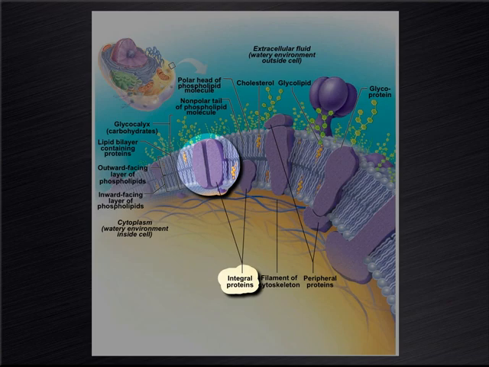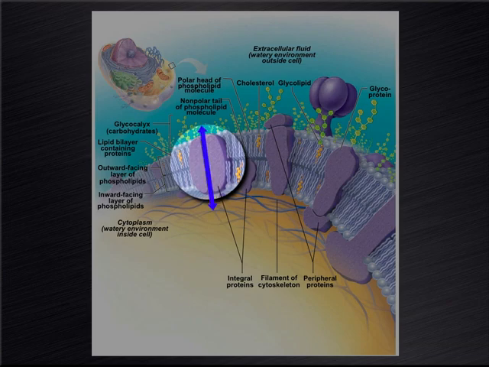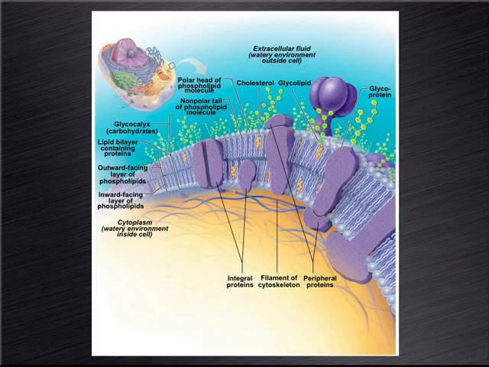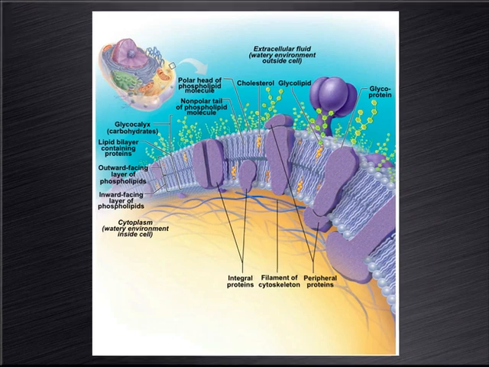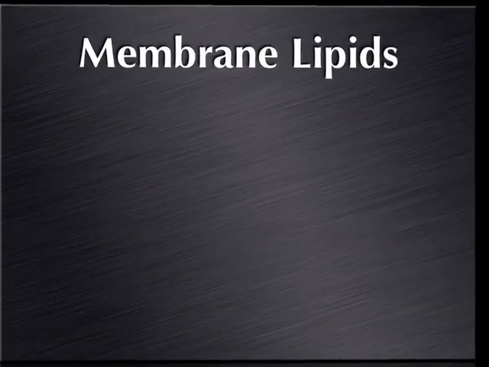An integral protein is a protein that penetrates all the way through the membrane. This particular integral protein, we would classify as a pore protein. A pore protein literally serves as a doorway to let some things come into or out of the cell. So there you go. That's a nice little quick tour of a phospholipid membrane.